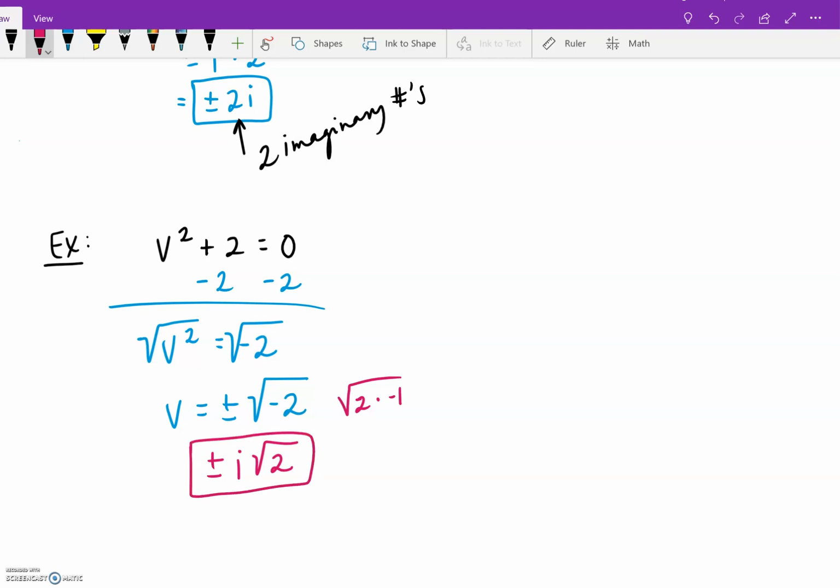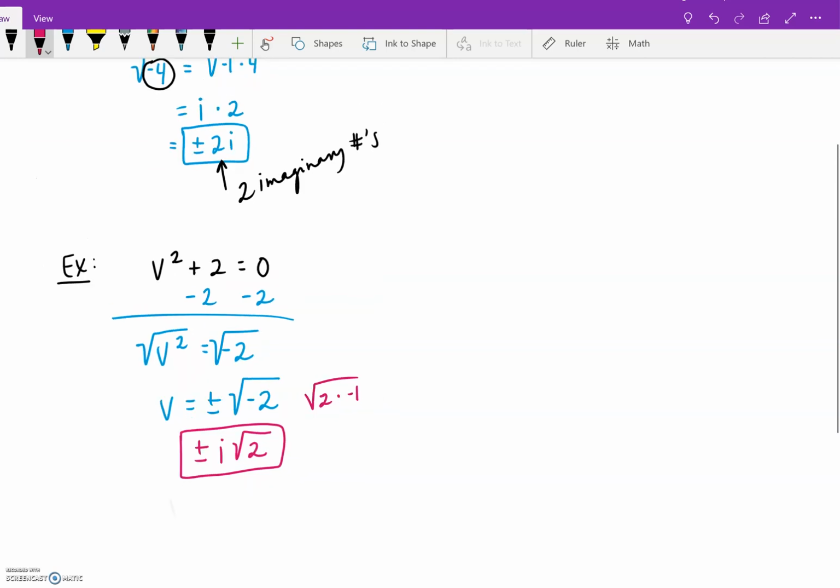So we have a positive underneath the radical. We wrote it as plus or minus. Do not forget that i value. You have to leave that i there, and that's your answer. Of course, if the number underneath that radical could be simplified, we would need to do that.